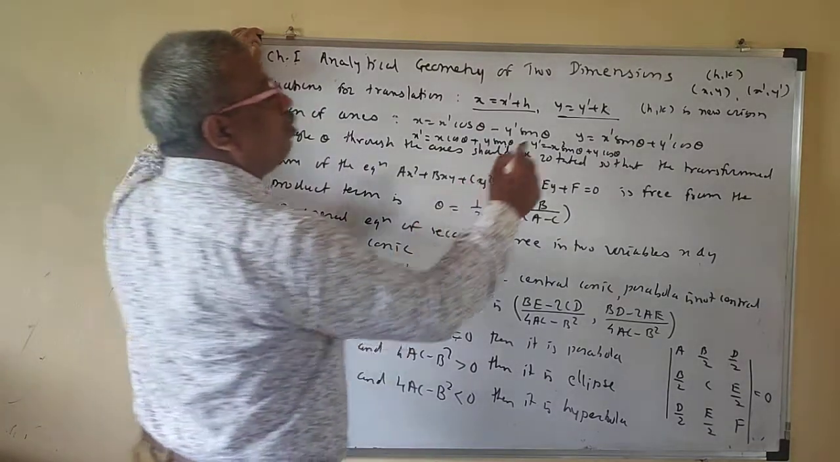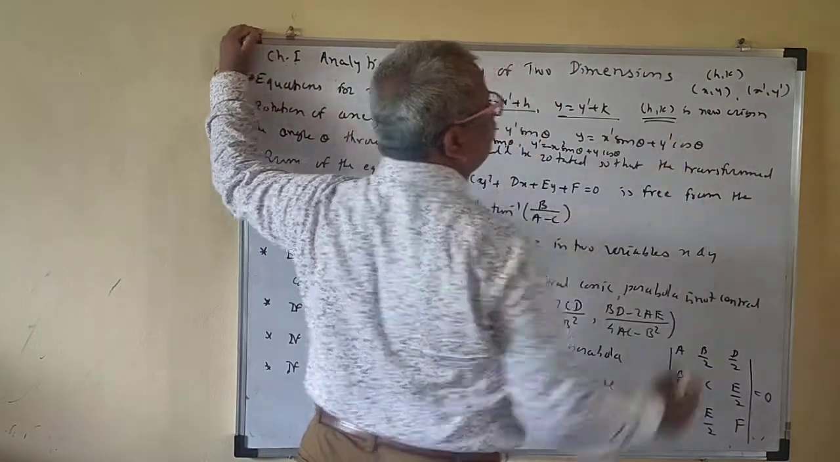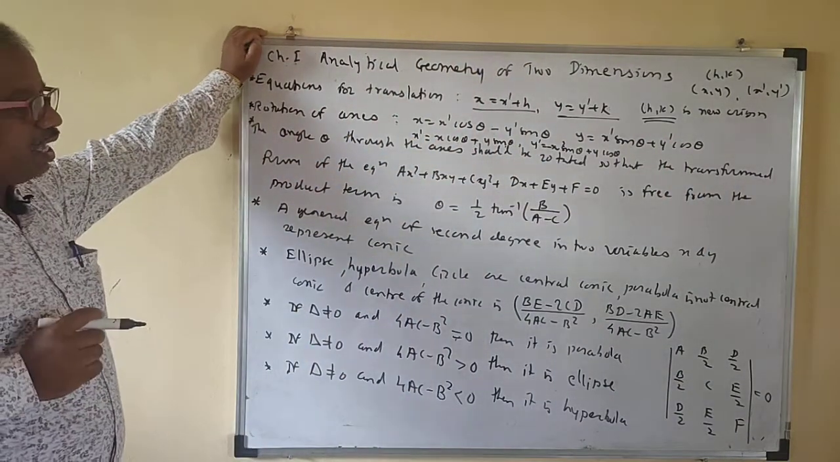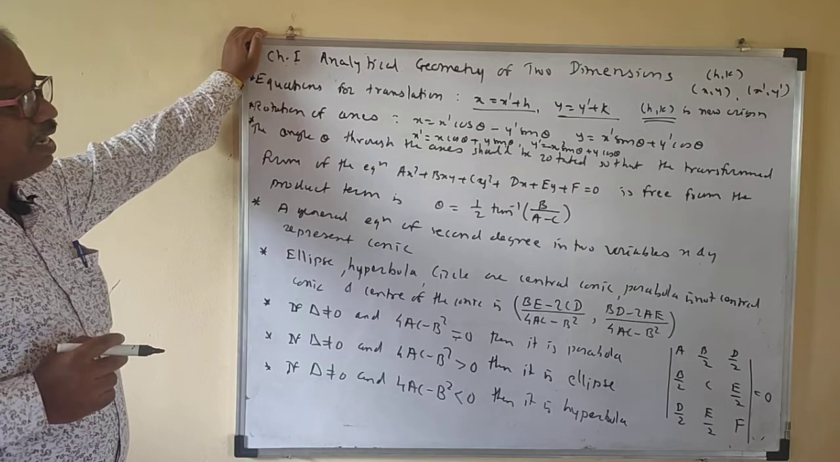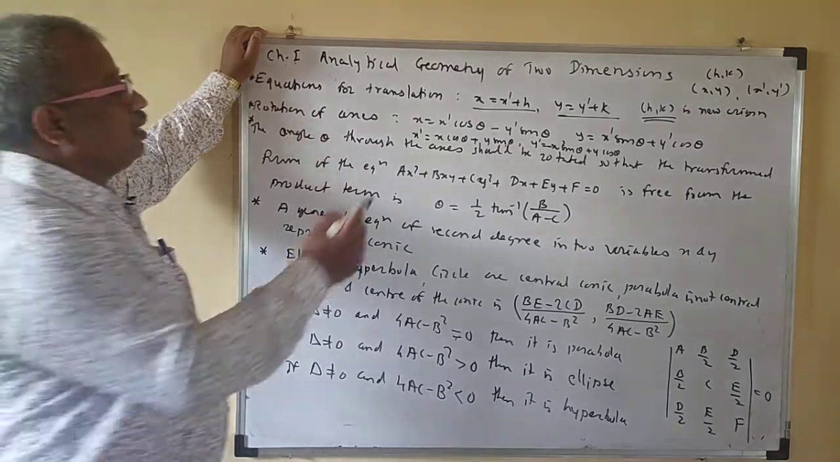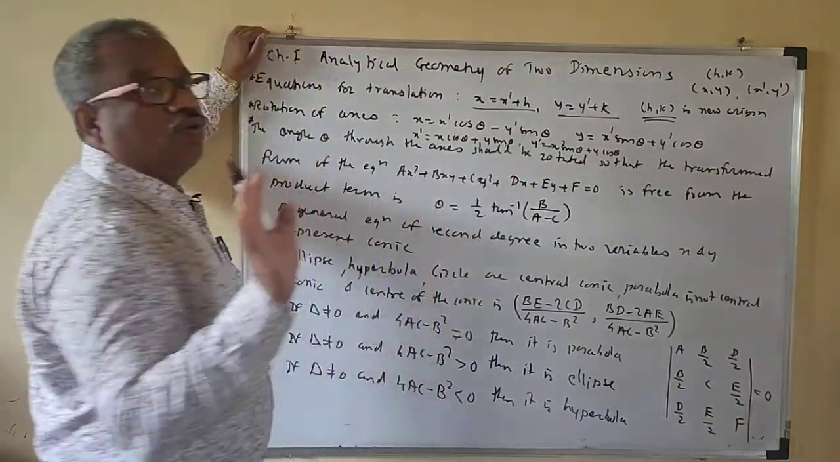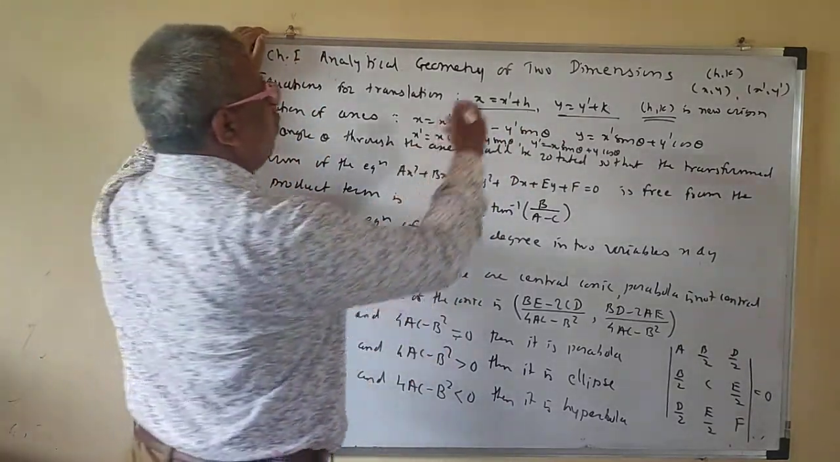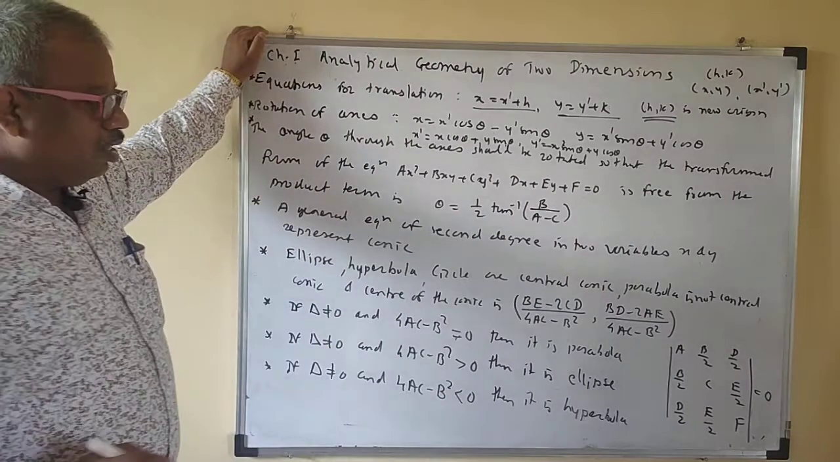Your new origin, not basis, new origin is what? (h, k). New origin is (h, k). That means if the origin is shifted to (h, k), then this is the relation between the old coordinates and new coordinates. Remember this. This x prime and y prime are the new coordinates. Examples we will see.